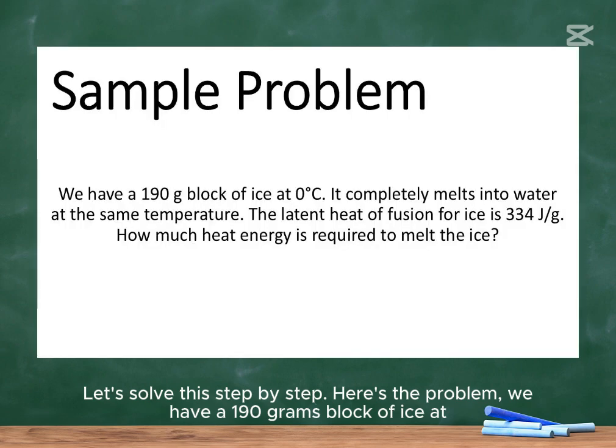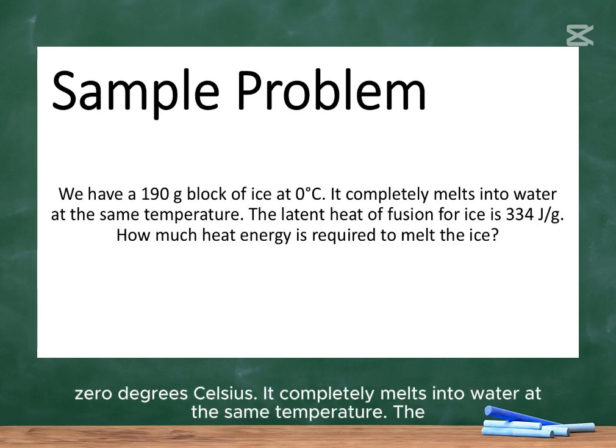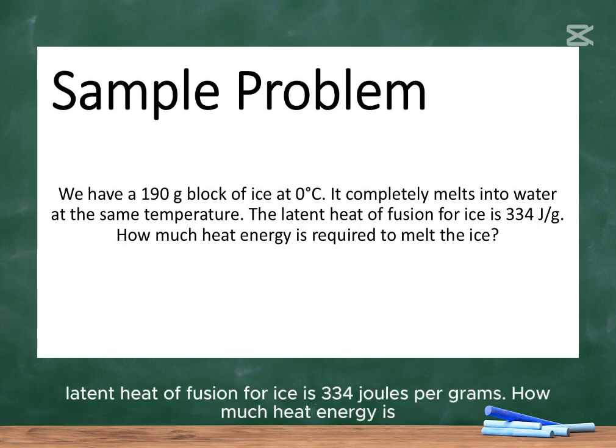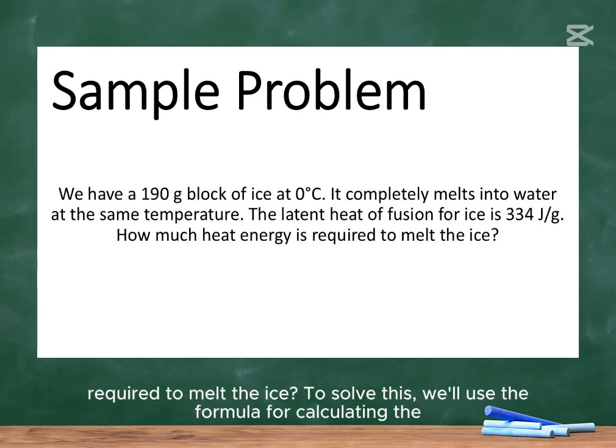We have a 190 gram block of ice at 0 degrees Celsius. It completely melts into water at the same temperature. The latent heat of fusion for ice is 334 joules per gram. How much heat energy is required to melt the ice?